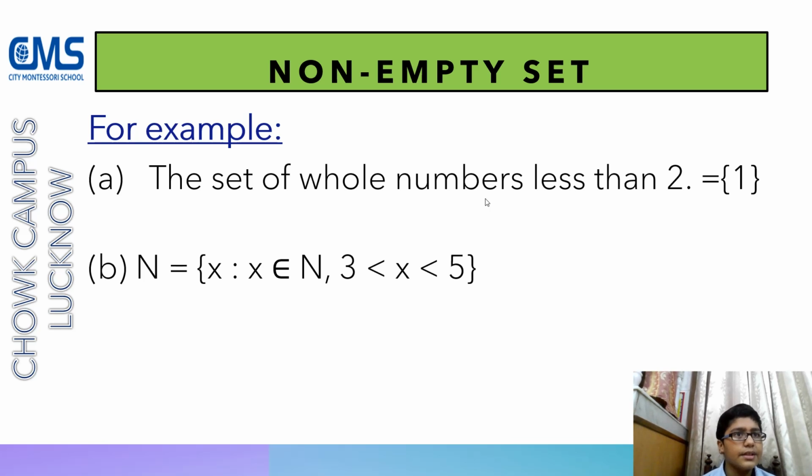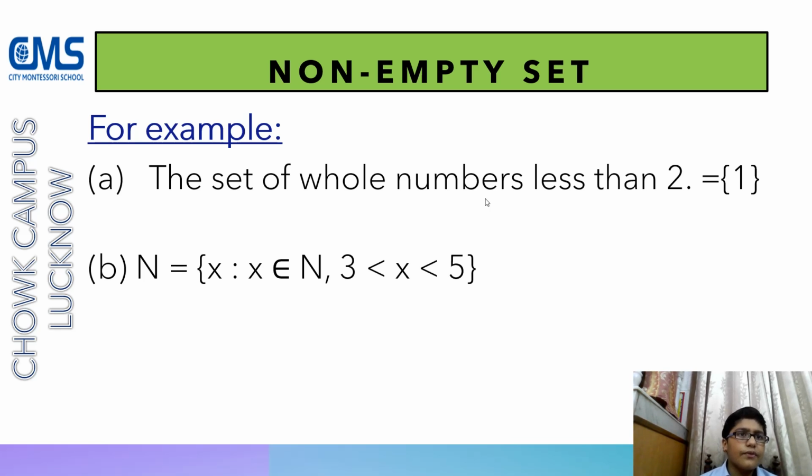Cardinal number of a set. The number of distinct elements in a given set A is called the cardinal number of A. It is denoted by n(A). For example, A equals {x : x belongs to N and x is less than 5}. x is a natural number and x is less than 5. Therefore, A equals {1, 2, 3, 4}. Therefore, n(A) equals 4.